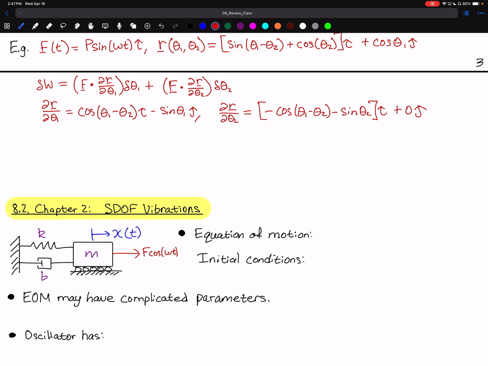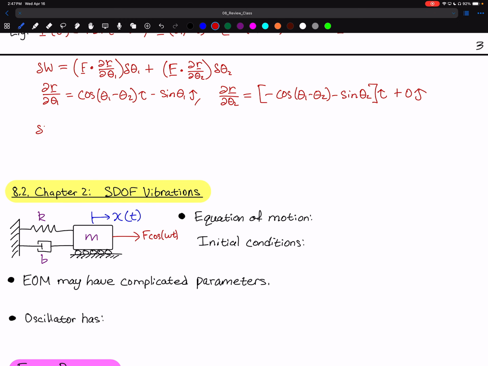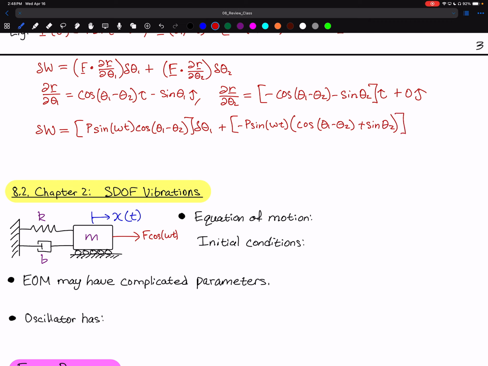So then our virtual work, delta W, is going to be equal to P times the sine of omega t times the cosine of theta 1 minus theta 2, times delta theta 1, plus the quantity minus P sine omega t times the quantity cosine of theta 1 minus theta 2 plus sine theta 2, where I've pulled that minus sign out and put it in front of the P. All of that multiplied by delta theta 2.